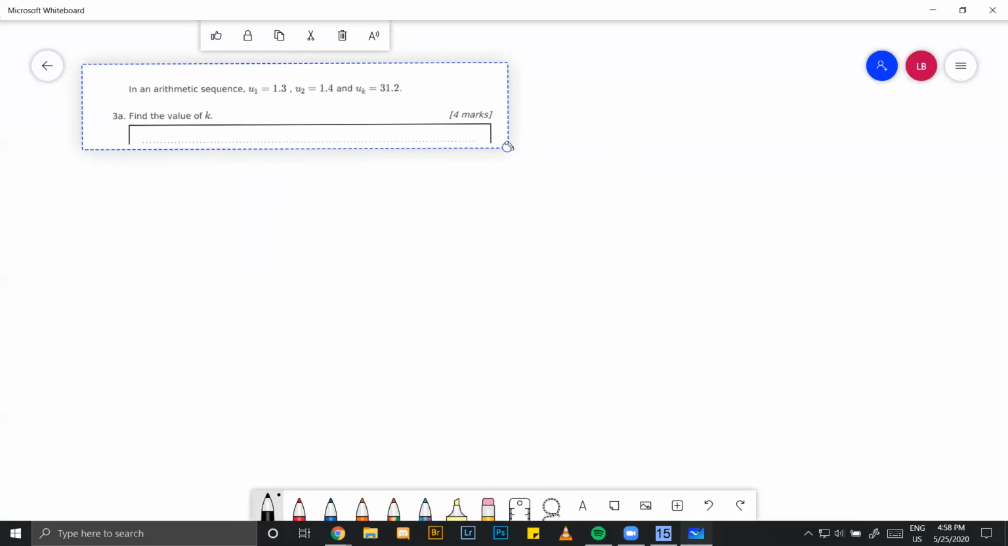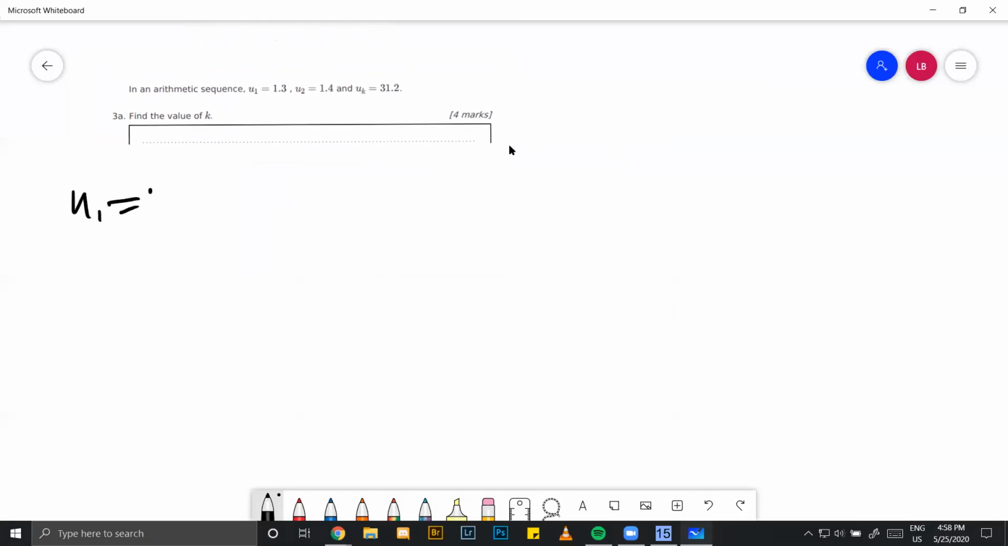Okay, here, in an arithmetic sequence, u1 is equal to 1.3. Again, I'm writing it out because I always tend to do that. u2 is equal to 1.4. uk is equal to 31.2. Find the value of k.